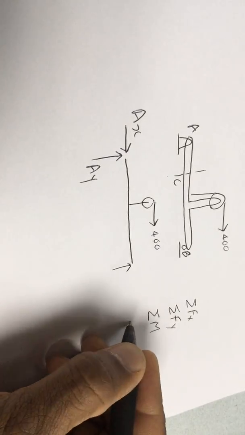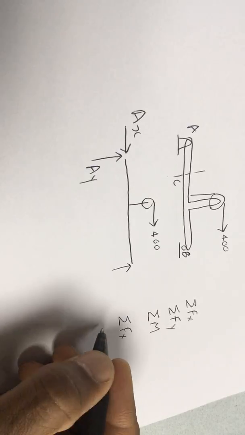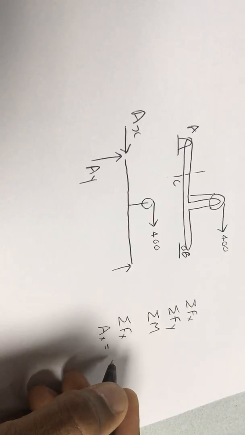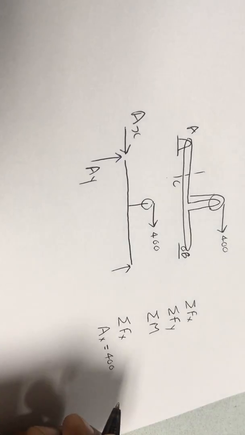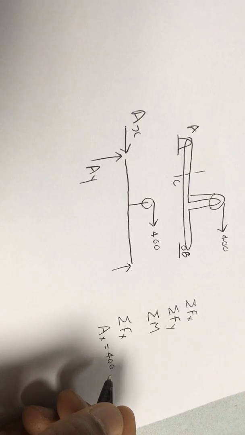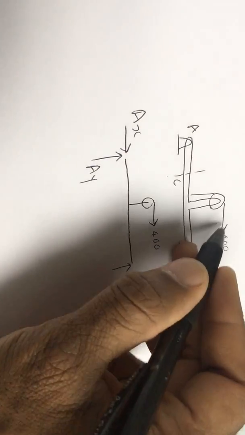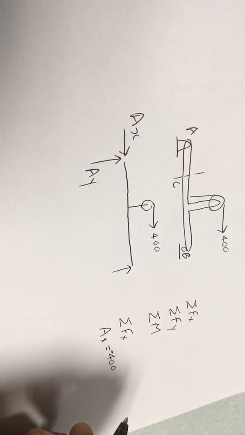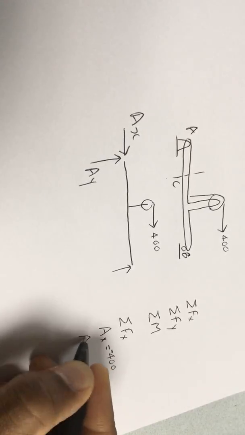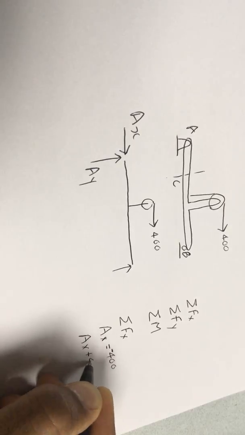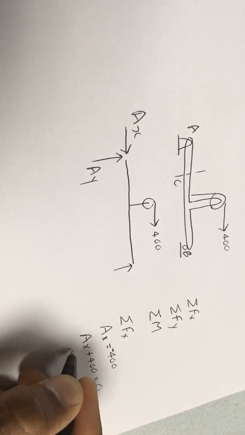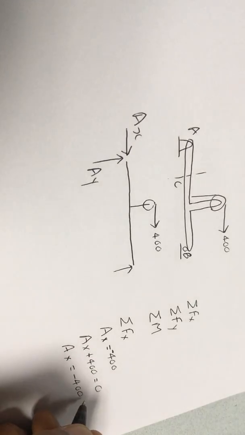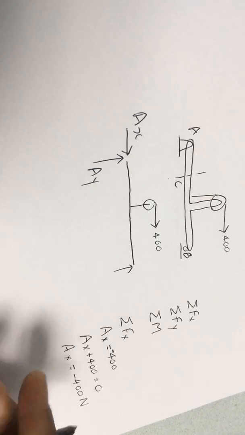So if we sum the forces in x on the x-axis, AX would be equal to 400. Everybody agreed? I hope so. Well, assuming that this is a positive force, we would then say that AX is actually negative 400, right? So the real equation should be AX plus 400 equals 0. So AX would be equal to negative 400. And the units, again, are in newtons, right?